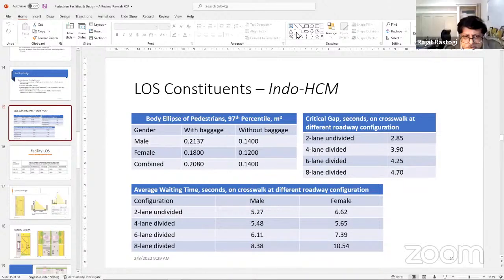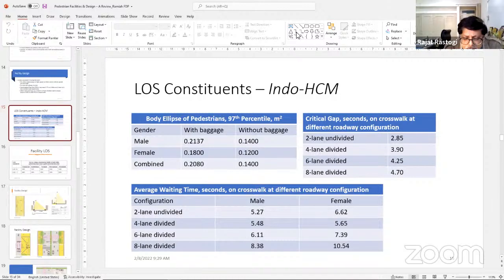The code for pedestrians is IRC 103. At the moment, we have an edition of 2012, but maybe in this year itself, we will have another revised code, which will have all of these things which I have talked about here. That means you will have IRC 103 2022 probably in this year itself.